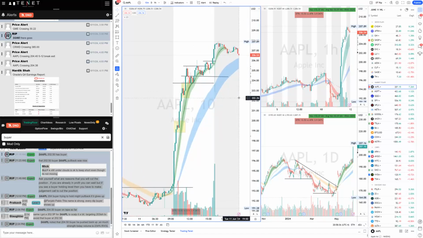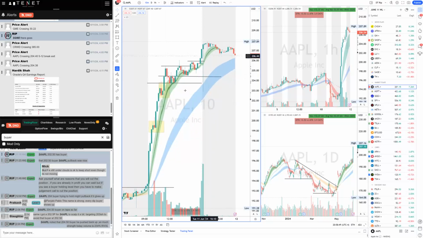Usually, I tell everybody to swing this kind of setup. Tomorrow is CPI, so it's kind of a little tricky. We don't know what it can go to, 2 or 10, or it can come back to 200. We don't know what CPI will give us, but these are the setups that you can trade. And usually I like to swing it.